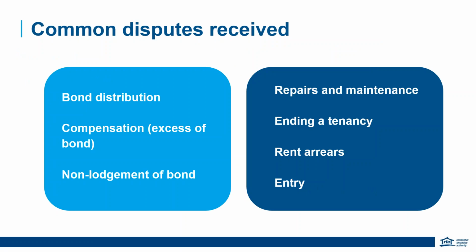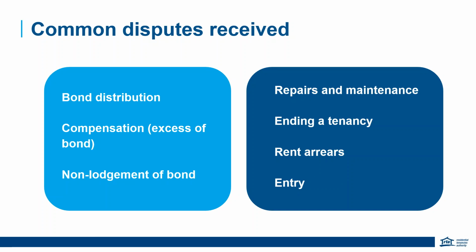So the types of common disputes that we receive: the RTA receives about 50% of the disputes that are bond-related matters. 17% of the files we receive are for compensation. This is where money is owed over and above the bond amount, and the landlord is seeking the excess of the bond.